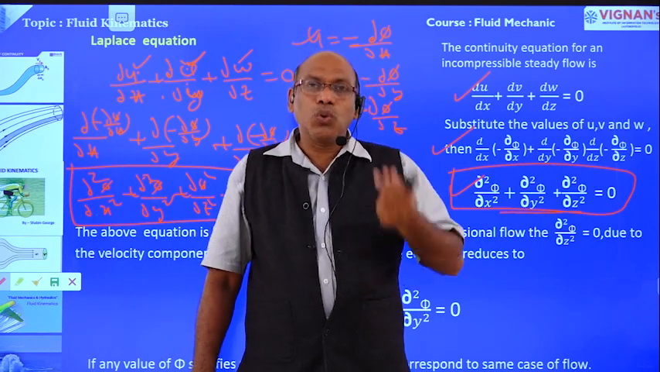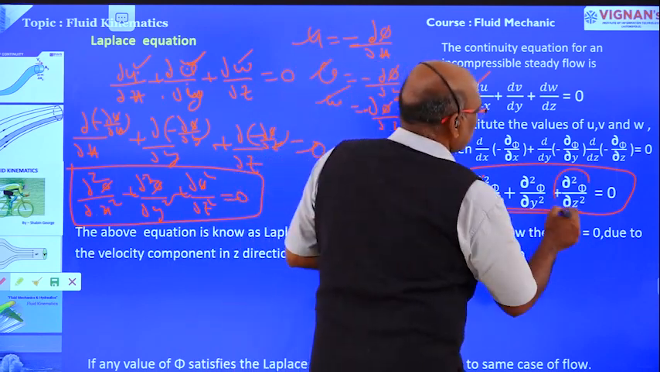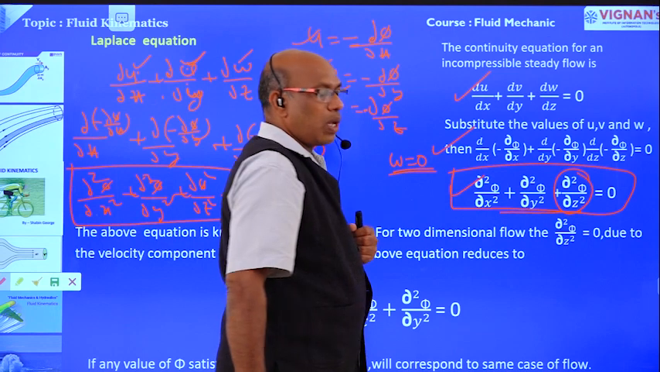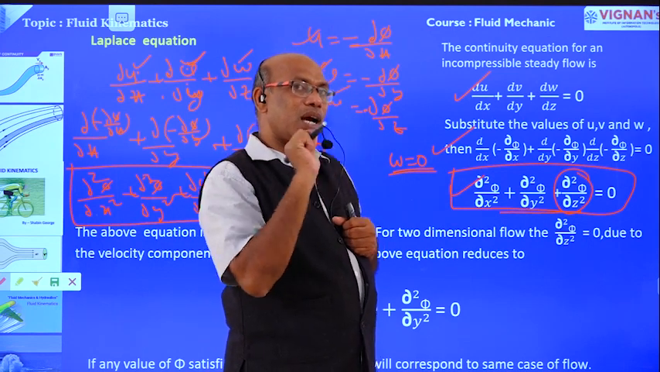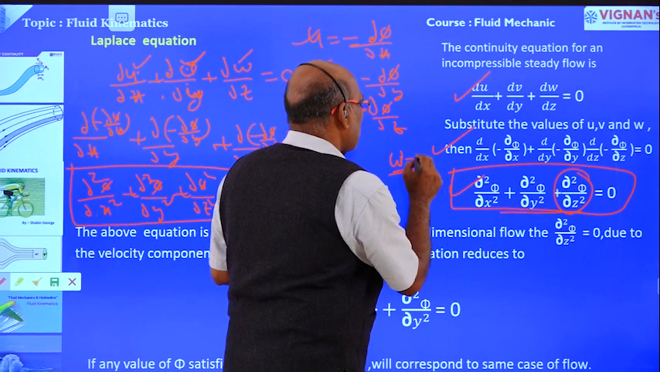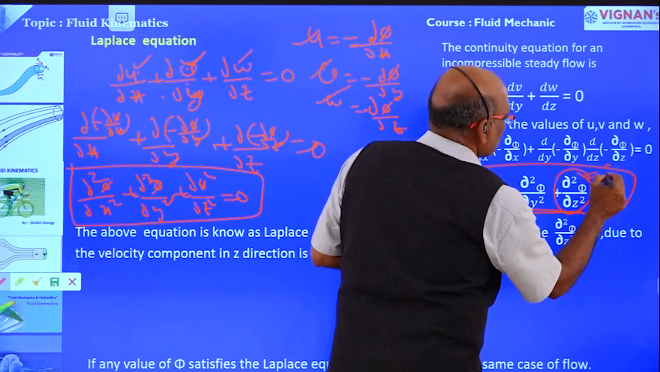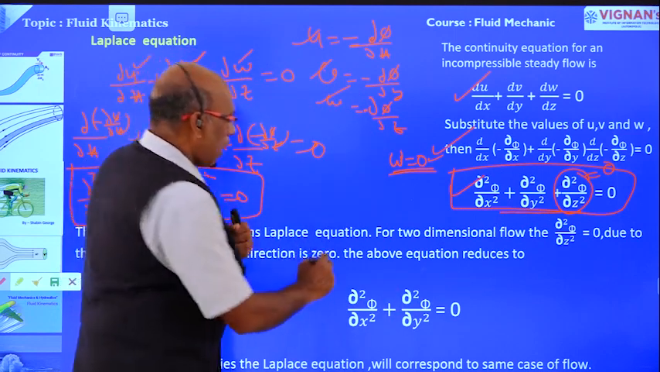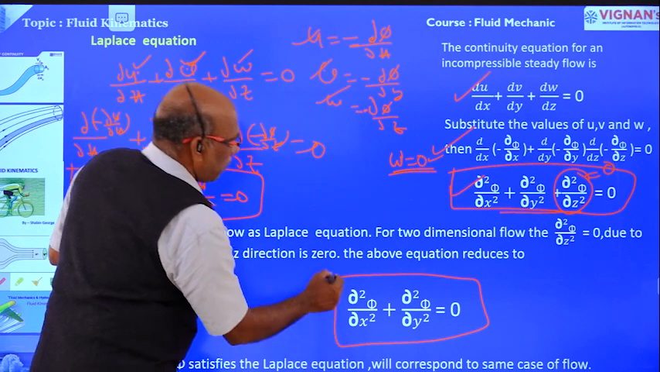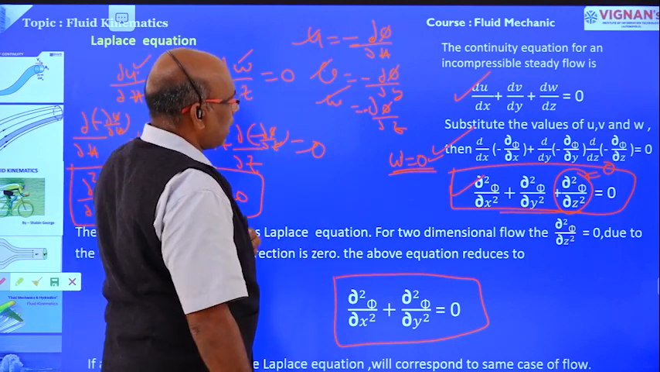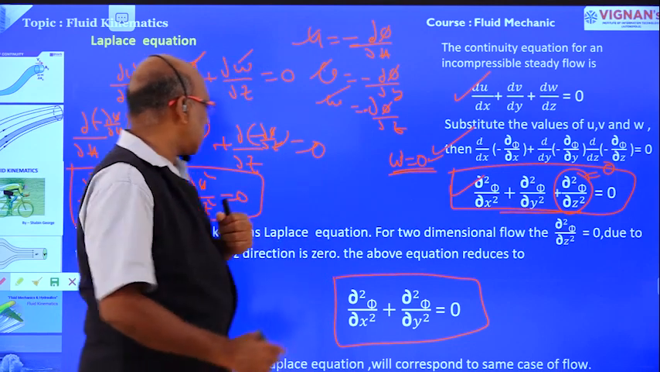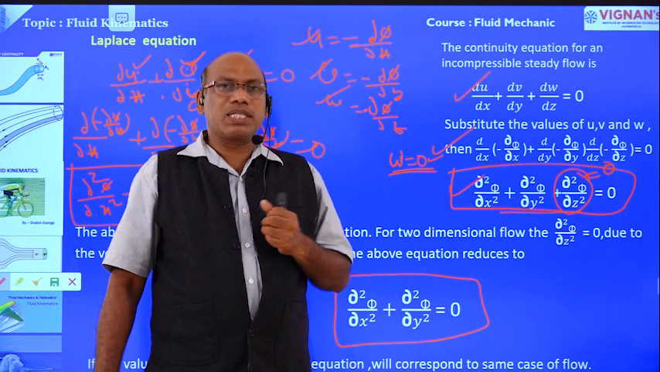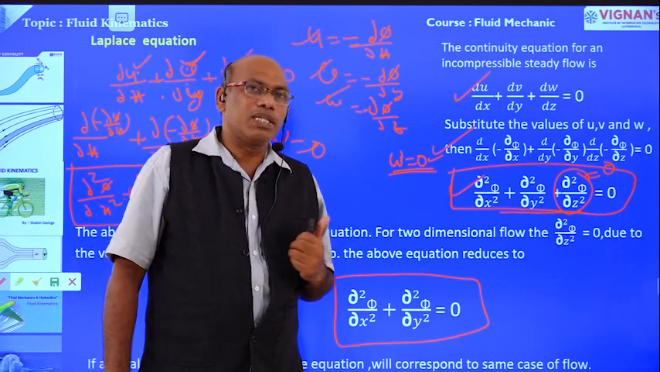Whereas in case of two-dimensional flow, this term is equal to 0. That means the velocity component in the z direction, w, is equal to 0. Therefore, this term is equal to 0. Then in case of two-dimensional flow, the Laplace equation is ∂²φ/∂x² + ∂²φ/∂y² = 0, because this term is cancelled, because in the z direction there is no velocity component in case of two-dimensional flow.